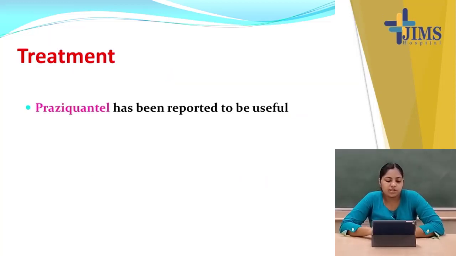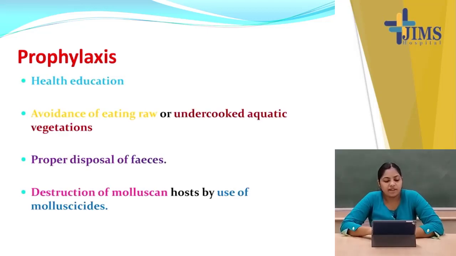So coming to the treatment, praziquantel has been reported to be the useful drug for treating clonorchiasis. So coming to prophylaxis, mainly health education is very important in the rural areas. We have to educate the workers who are handling cattle, pigs and rats, and avoid eating raw or undercooked aquatic vegetation or water cercariae, and proper disposal of feces is very important.